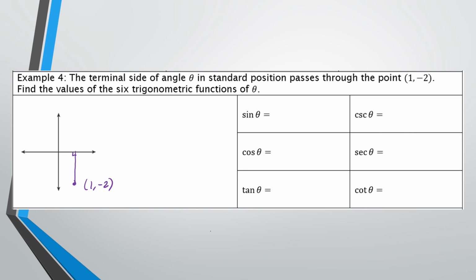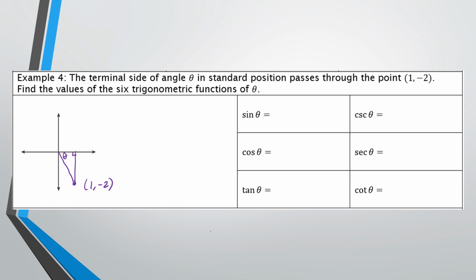So, a perpendicular line here to the x-axis, and then I connect the origin to the point. And that is what creates my angle theta. All right, next thing I want to do is label my sides. Before I do anything with numbers, I want to label x, y, and r.